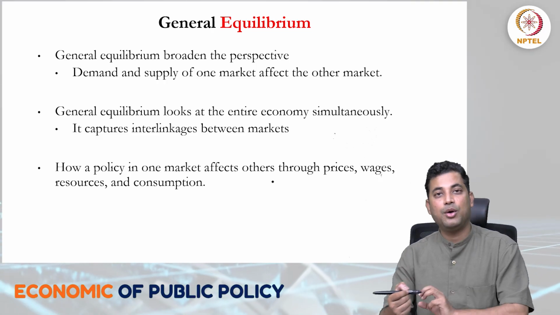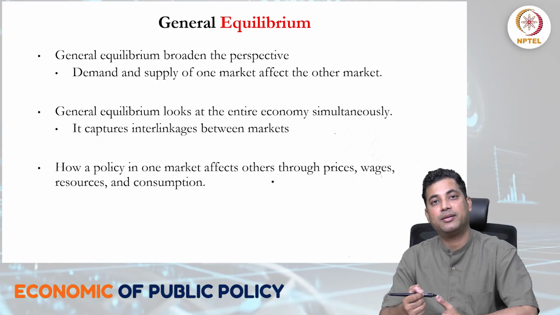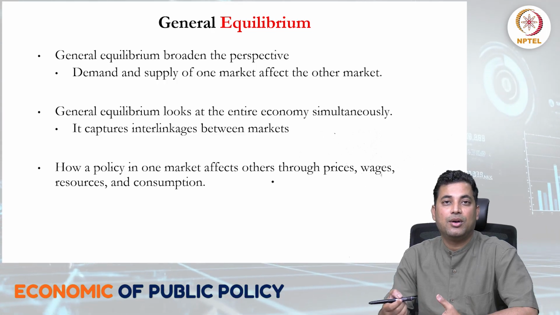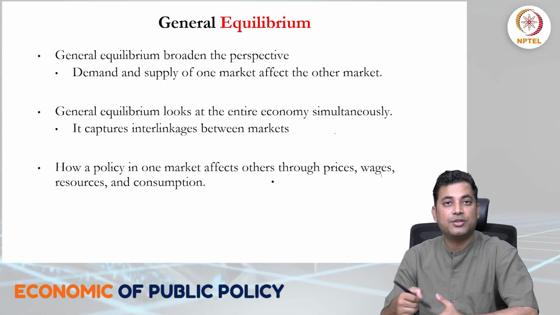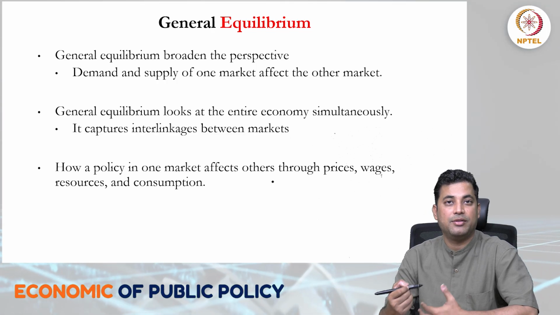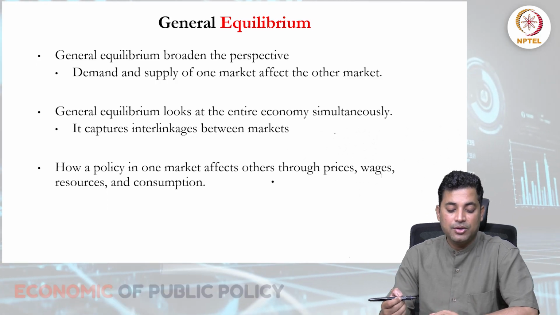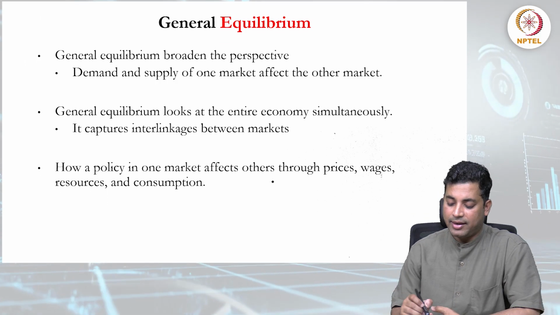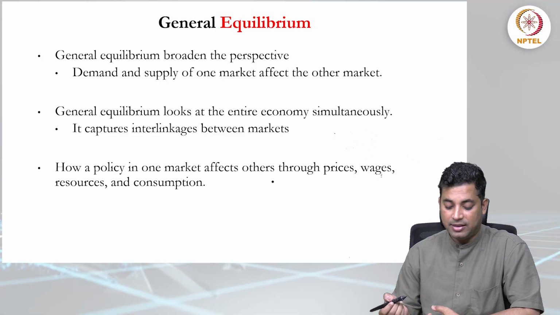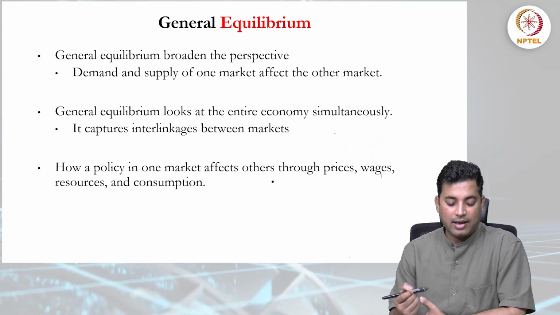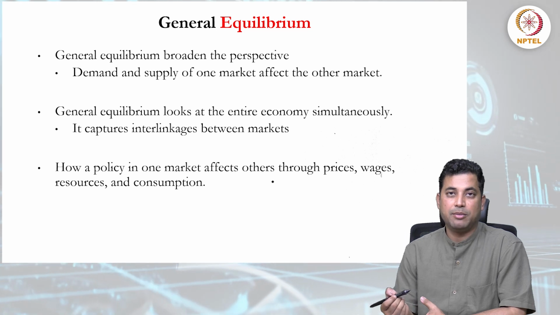So the two markets are actually impacting each other. It's like one market is affecting others, and vice versa. So that is the very typical general equilibrium point of view. General equilibrium looks at the entire economy simultaneously, and that is a very real kind of situation. It captures interlinkages between markets.